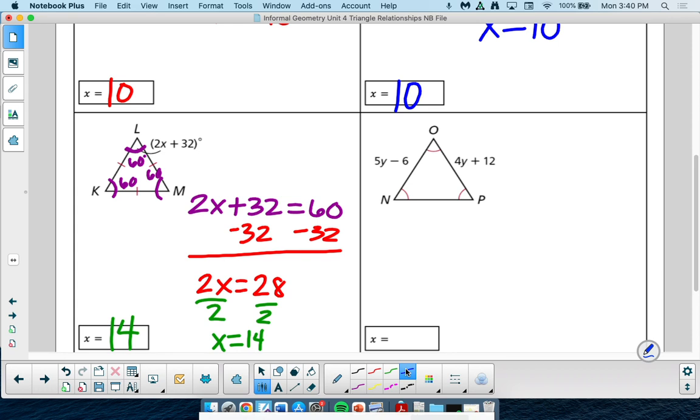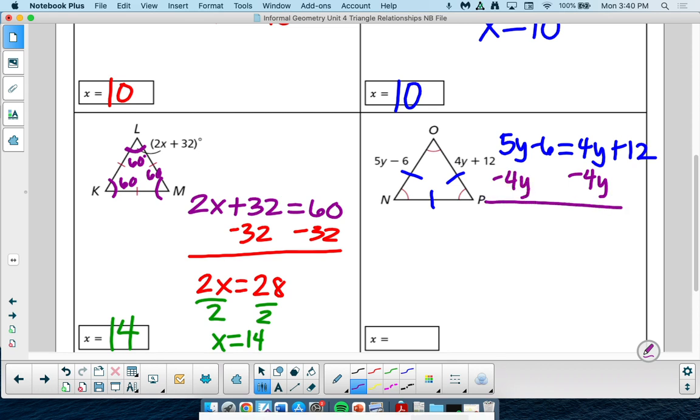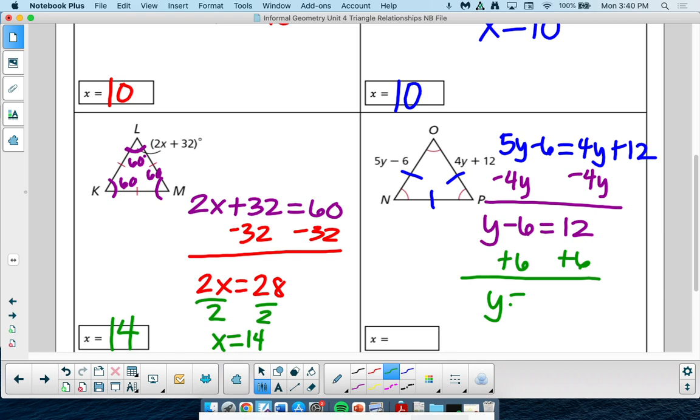Now this last one we know is equilateral because all of our angles are the same, so I know all my sides are the same. So we can write 5y minus 6 is equal to 4y plus 12. Minus 4y to both sides. So we'll have y minus 6 is equal to 12. Add 6 over. y is equal to 18. Woo!